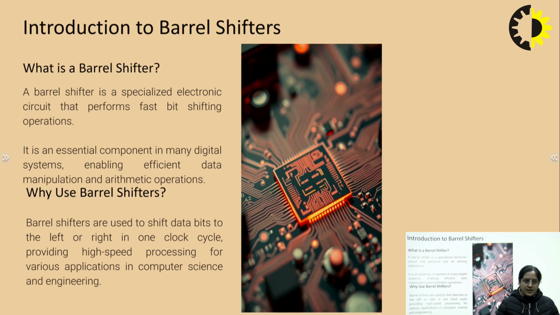Why do we use this? Whenever we require to shift data, we use either a shift register or this circuit. The advantage of the barrel shifter over a shift register is that it will shift a large amount of data in one clock cycle. So we can say that the processing speed of this shifter is high as compared to a shift register. So let's move on and see how it will work.